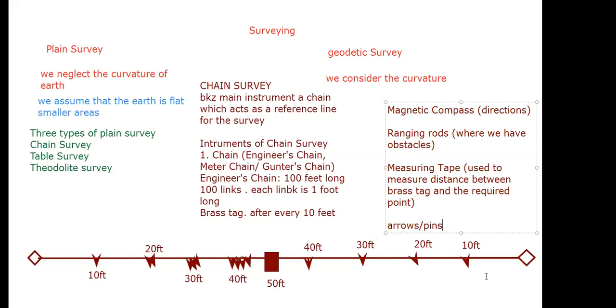For example, we are surveying a ground and that ground is of irregular shape, and we want to make it a perfect rectangle or a square, so we will place pins at its four corners. That will make our measurements easier.